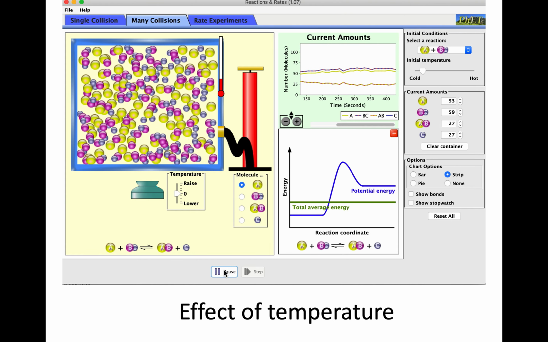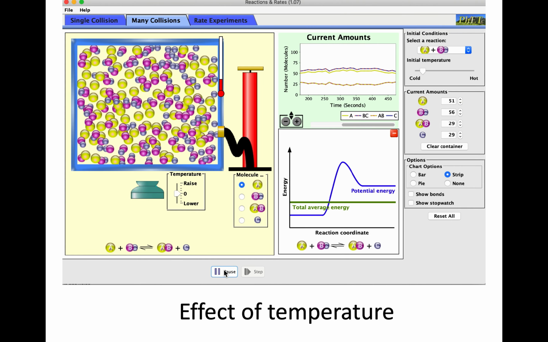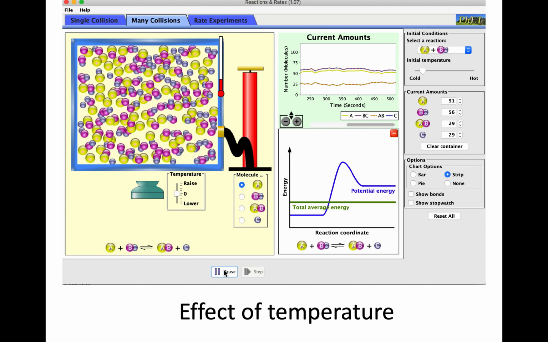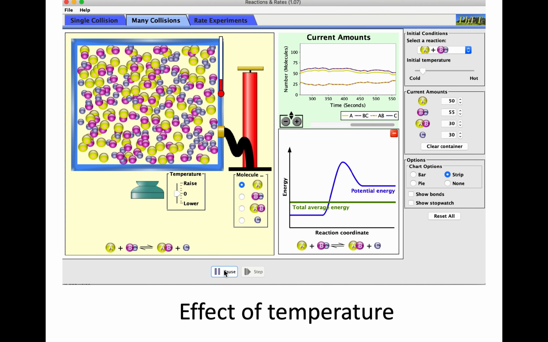And it looks like it's settling into those values. Yes, there's a little bit of fluctuation, but it's settling into those values.